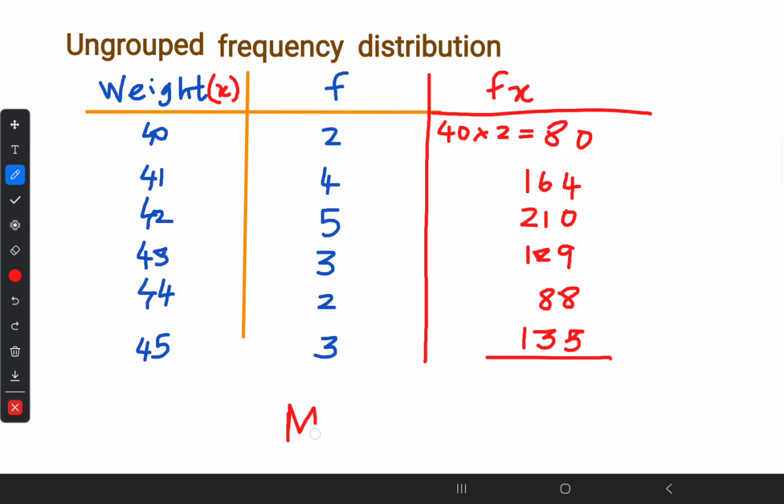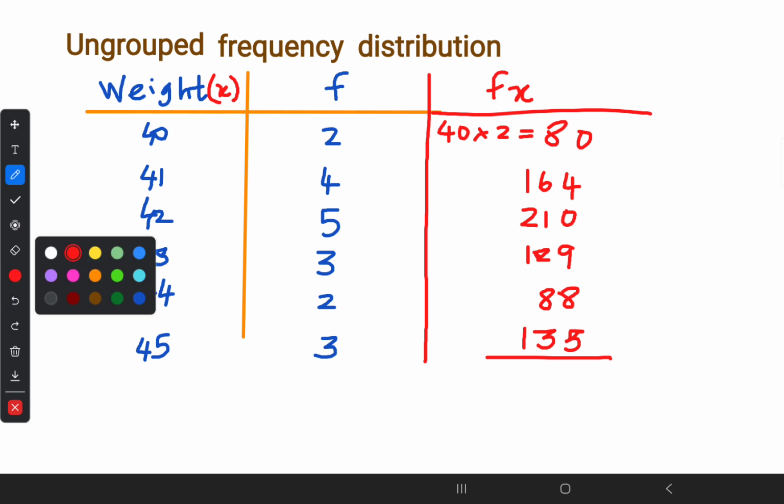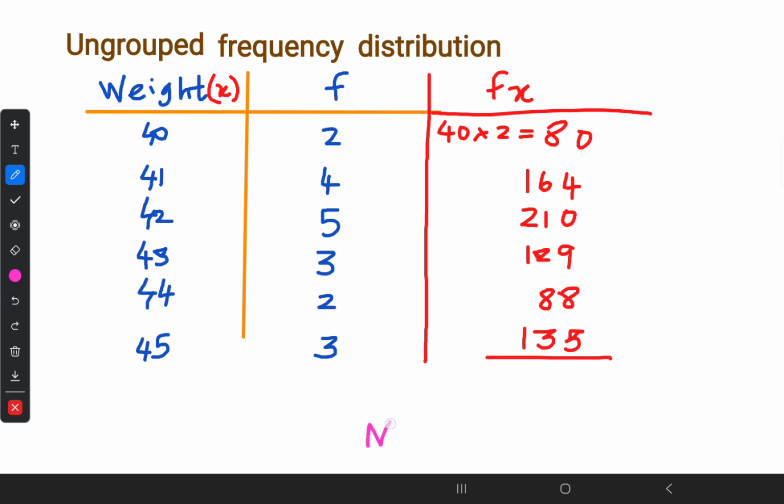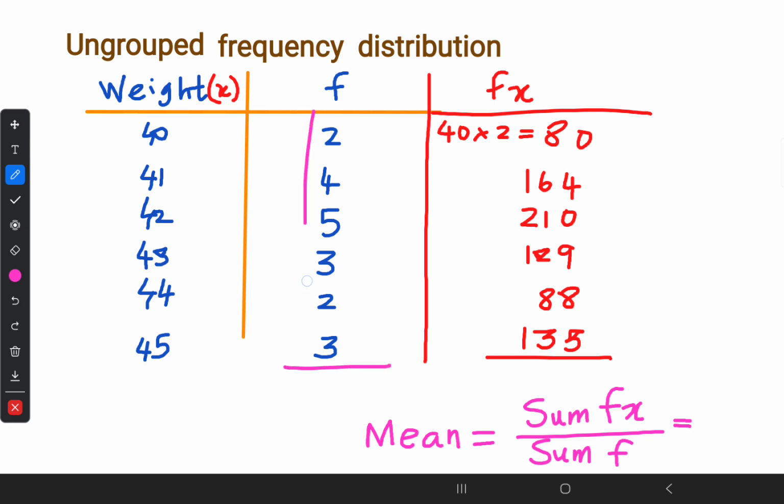To find the mean of this data distribution, I'll write here mean. The formula is, you have to get the summation of fx values, the sum of fx values, and it has to be divided by the sum of f values. That is the formula. Previously, I explained how to find the median. Likewise, for the mean, include one more column in the table and find the fx value. Get the summation of the fx values. It has to be divided by the sum of f values. That will give you the respective mean.